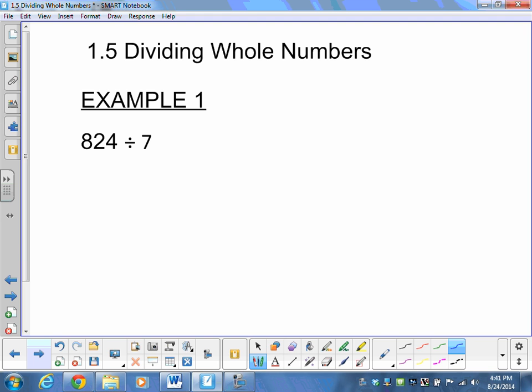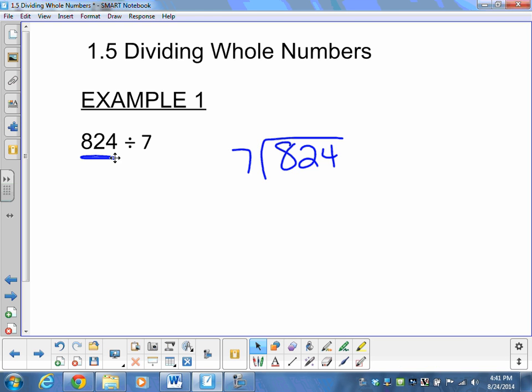The number that's being divided, in this case 824, goes inside the division symbol. We are dividing that number by 7. To start the process, we look at the number 7 and try to figure out how many times that number goes into 8. In this case, 7 goes into 8 one time.